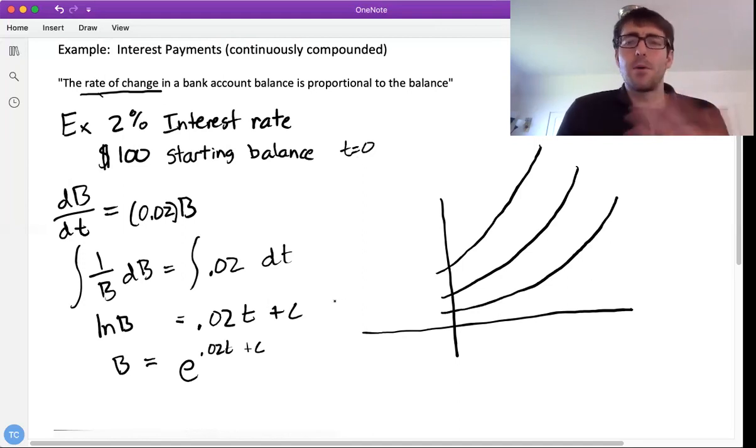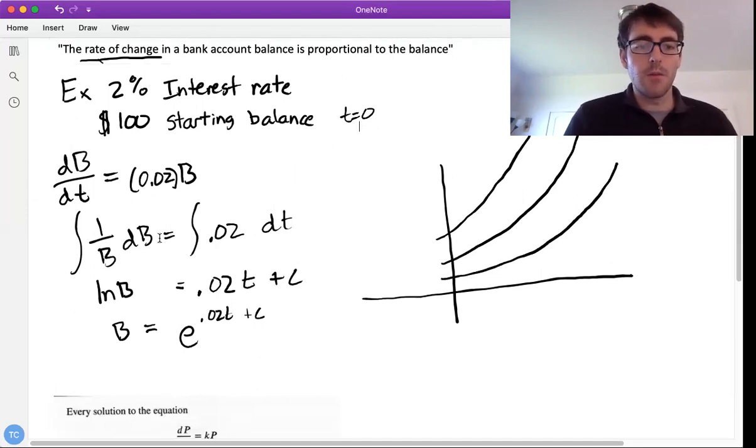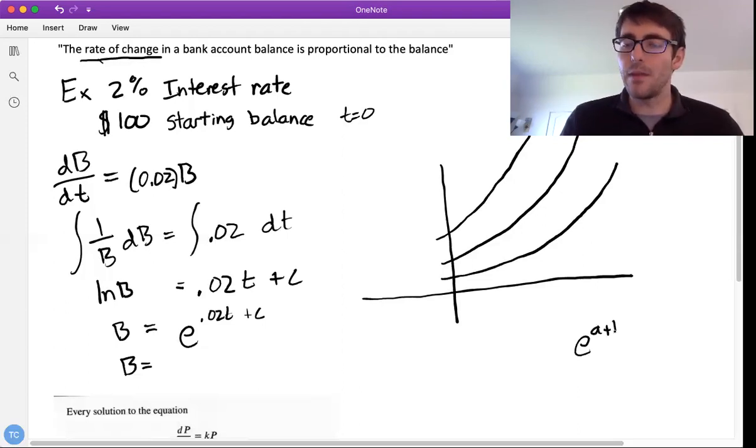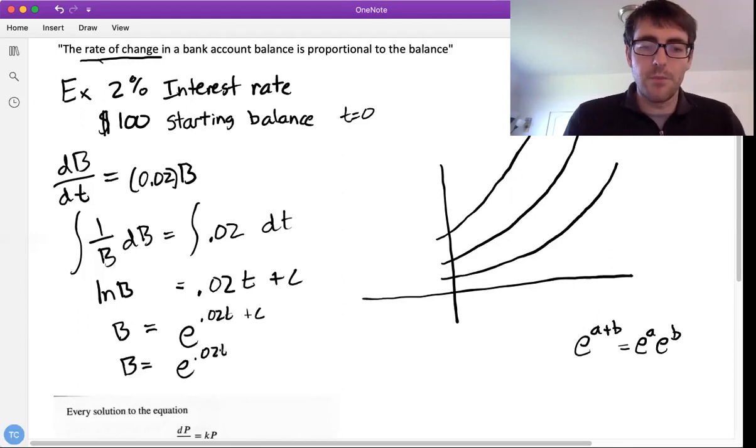And again, that's a perfectly valid answer. Again, it's not very intuitive. So we're going to do one more simplification here. Just to remember how the exponent rules work, if we've got e to the power of a plus b, that's the same thing as e to the power of a times e to the power of b. So we're doing that same thing here. e to the power of 0.02t plus c is the same thing as e to the power of 0.02t times e to the c.